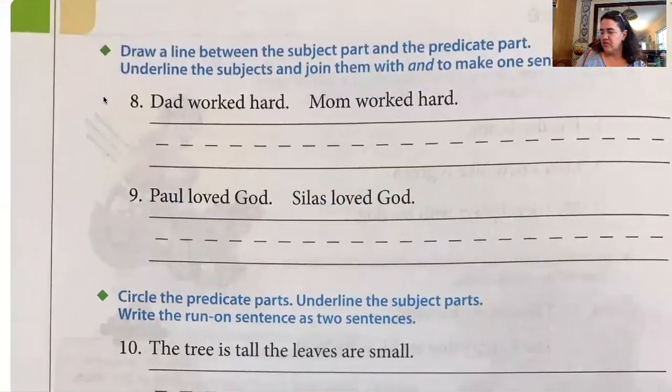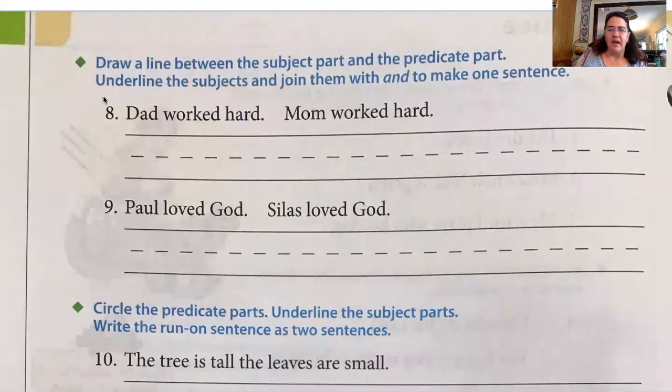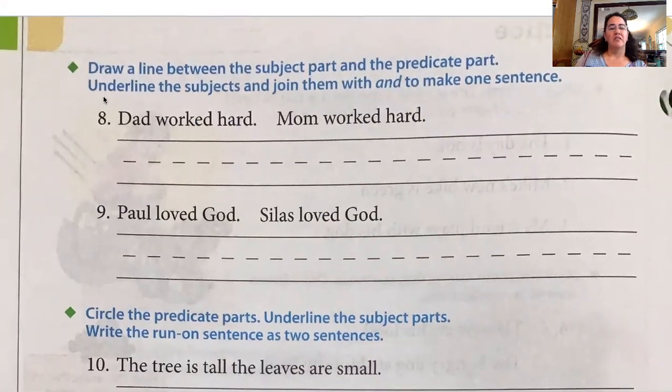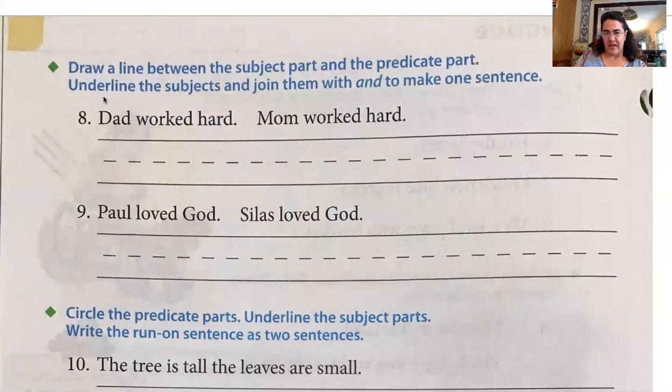Okay, now we have to draw a line between the subject part and the predicate part. Underline the subjects and join them with and to make one sentence. So, are you ready? We're going to draw a line between the subject part and the predicate part. Draw your line in the instruction. And then underline the subjects and join them with and to make one sentence.